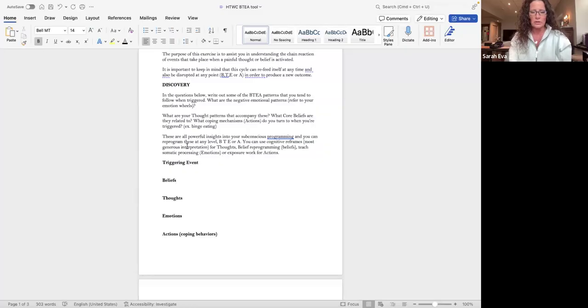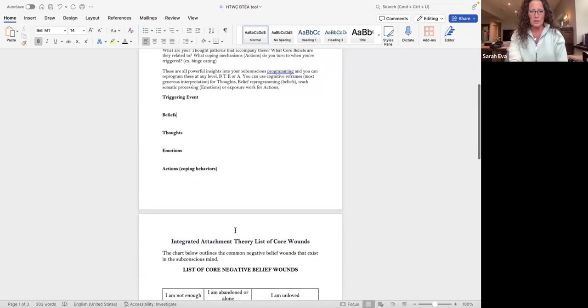You can also use cognitive reframes, like in the first lesson, the emotional processing tool, that most generous interpretation. Okay, what are 3 other options to this story for thoughts? And then in your belief reprogramming, you can also teach yourself somatic processing, which we'll get into in the next couple of weeks, about how to somatically process your emotions. Just know that that's there and you can plug that in after we learn about it. Or exposure work for actions, which is another thing we'll learn later on. But just as an example of how to do this.